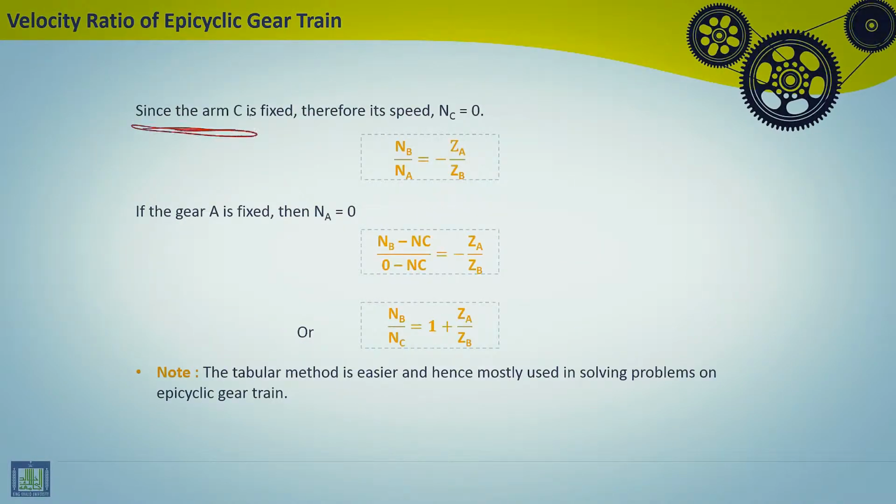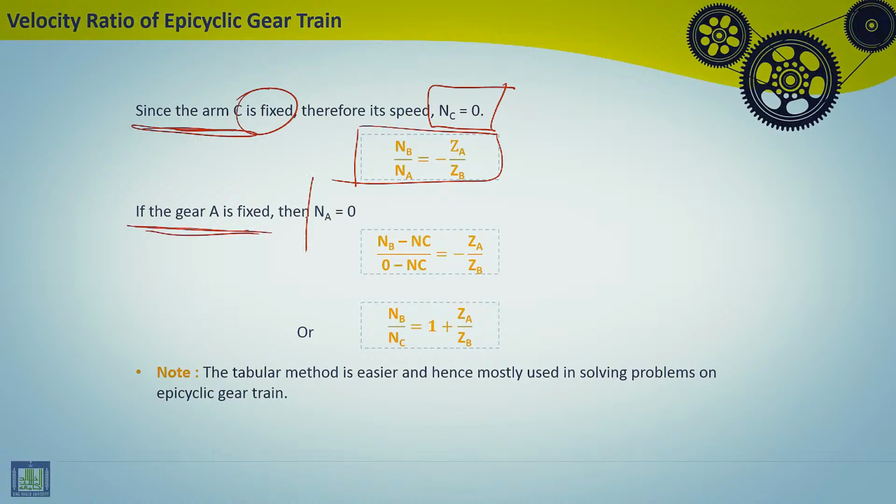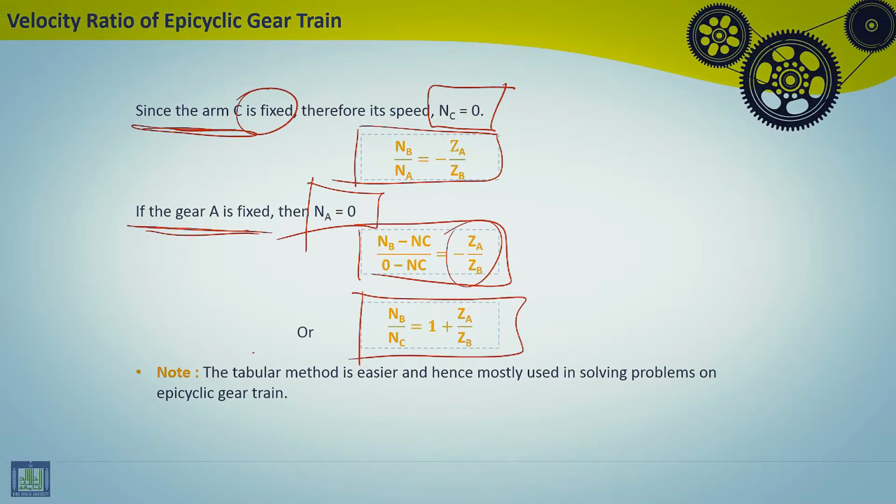Since the arm is fixed, NC is equal to 0, and then NB divided by NA is equal to minus ZA divided by ZB. Now if the gear A is fixed, then NA is equal to 0, and then NB minus NC should be equal to 0 minus NC times minus ZA divided by ZB, and we can find NB divided by NC is equal to 1 plus ZA divided by ZB.